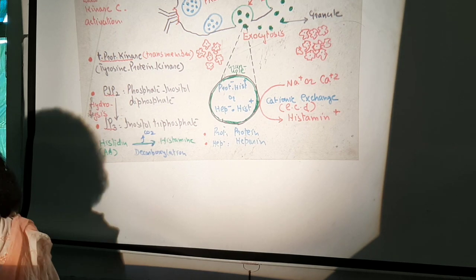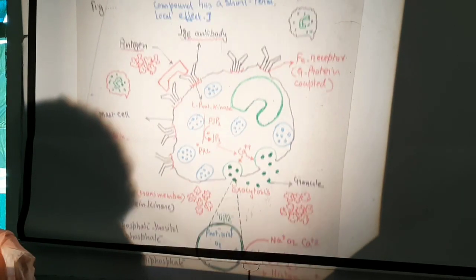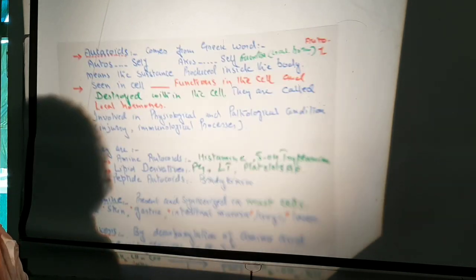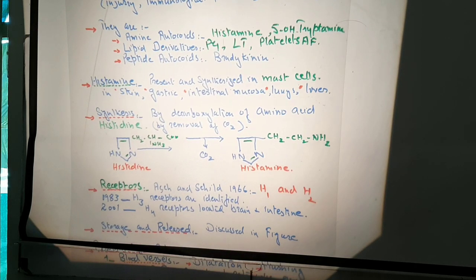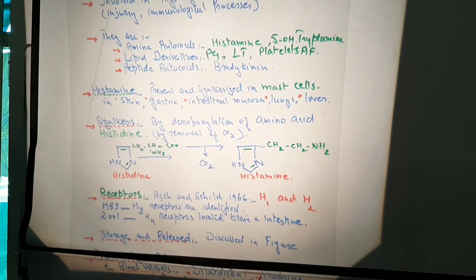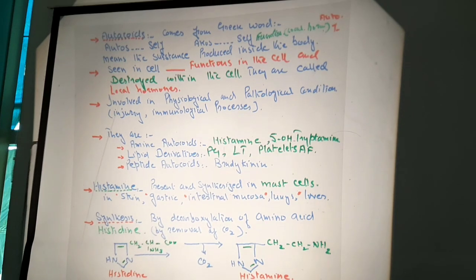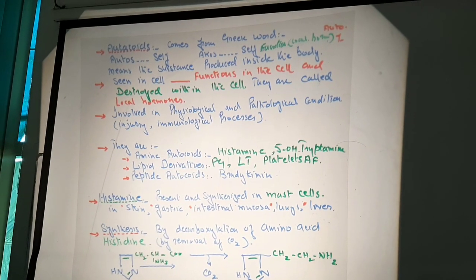Now how is this histamine produced in our body, how is it synthesized? You can see that the synthesis of histamine takes place by means of an amino acid. That amino acid is known as histidine. When this histidine is decarboxylated, there is formation of histamine.